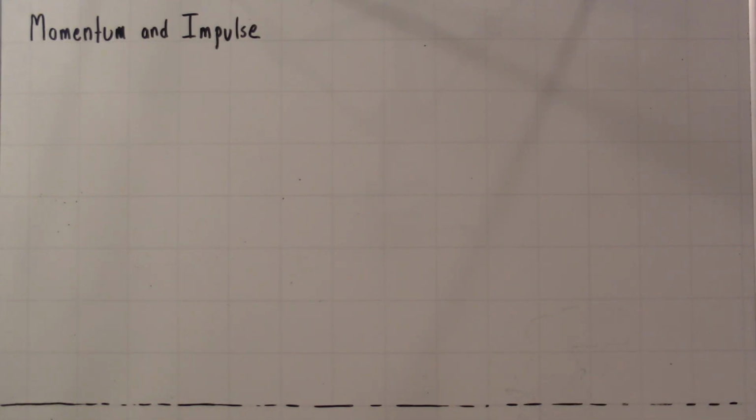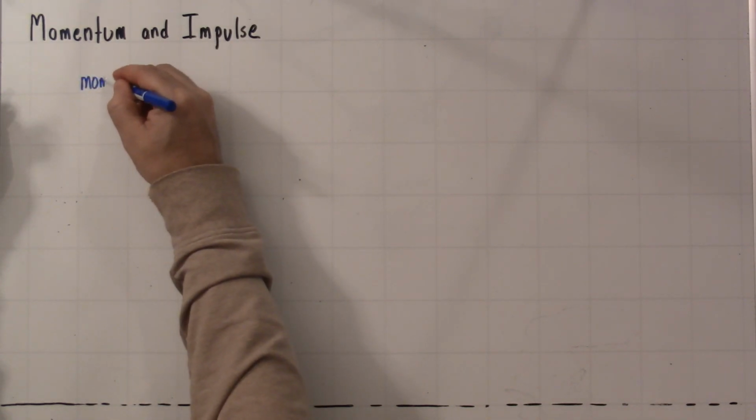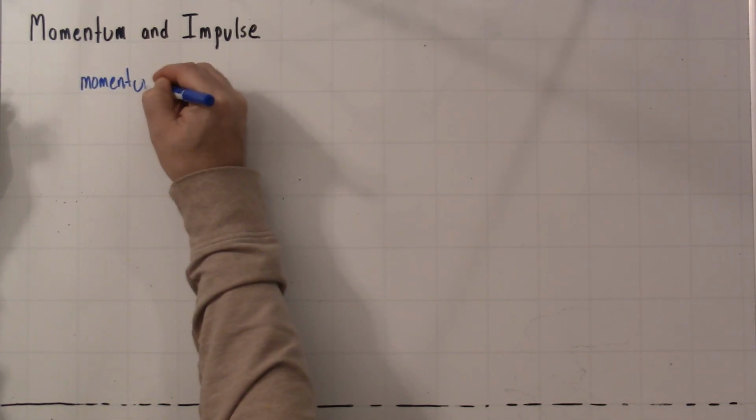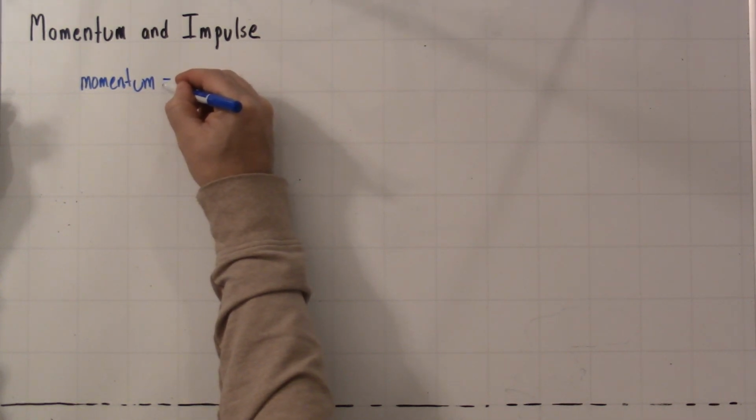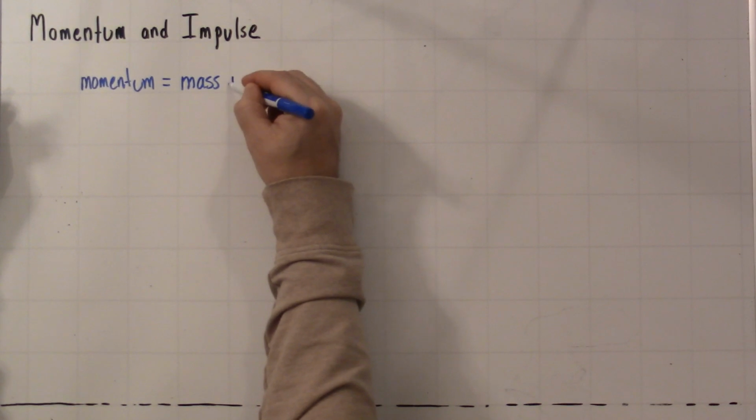So let's talk a little more about momentum. As we described earlier, momentum conceptually is a measurement of how hard it is to bring an object to a stop. More mass, more momentum, more velocity, more momentum. And so we say that the momentum is actually equal to, if I wanted to calculate it, the mass times the velocity.